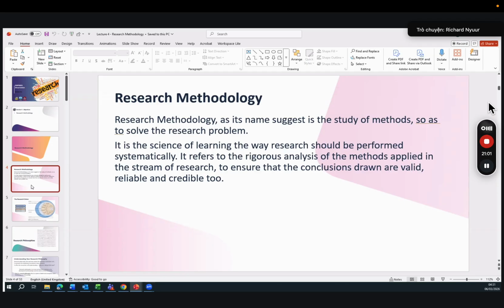Okay, so research methodology, as the name suggests, is the study of the methods to help you resolve the research problem. It is the science of learning the way research should be performed systematically. In order to do that, in considering the type of methods to use, you always have to justify why you are adopting a particular approach.